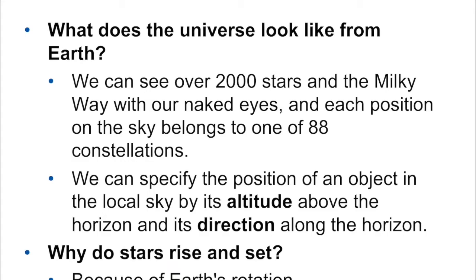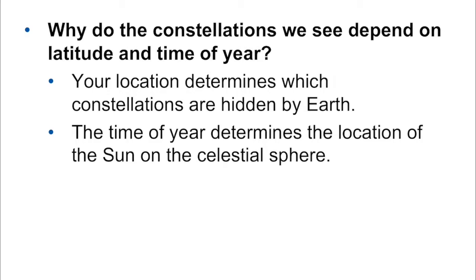Why do stars rise and set? Because of Earth's rotation. Why do the constellations we see depend on latitude and time of year? Because of your location, your latitude, and where they are in the celestial sphere. We can't see southern constellations unless we go to the southern hemisphere of our planet. But also because of the time of year, because the sun makes some invisible during certain times of the year, since they rise and set with the sun. And again, of course, rising and setting is just because of the Earth's rotation. All right, so that's a great summary, and we're going to move right on to section 2.